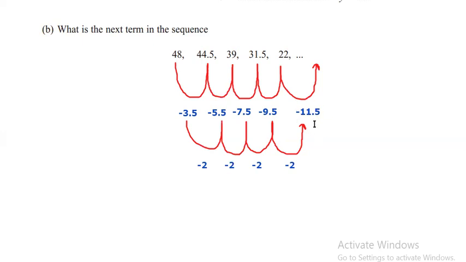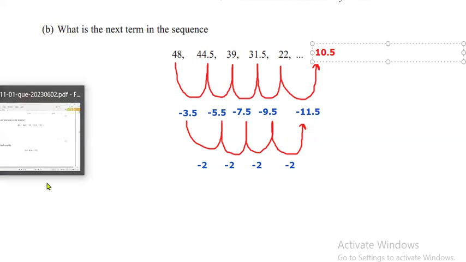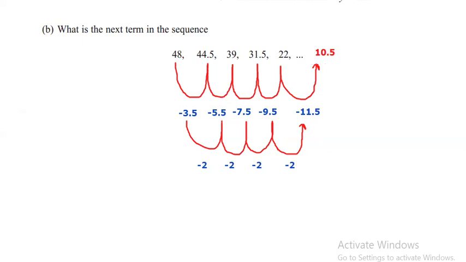And this is the first difference between this number and this number. So what do we do? We say 22 minus 11.5. This will give me the number over here. So let's do it. 22 minus 11.5 gives me 10.5. It means the next term will be 10.5, and this is how you answer a question like this.